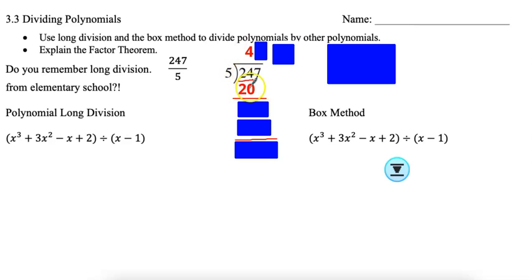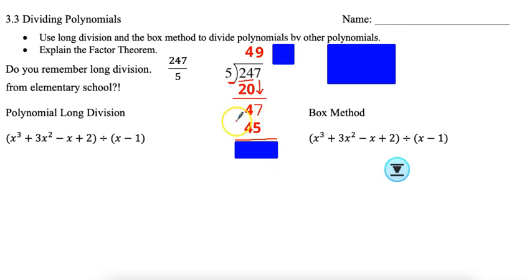And then what did you do with these two numbers? You subtracted them. 24 minus 20 is 4. And then what do we do with the 7? We brought it down and have 47. And then you repeated the process. 5 times what would get you to 47? The closest would be 5 times 9. And I know 9 times 5 is 45.